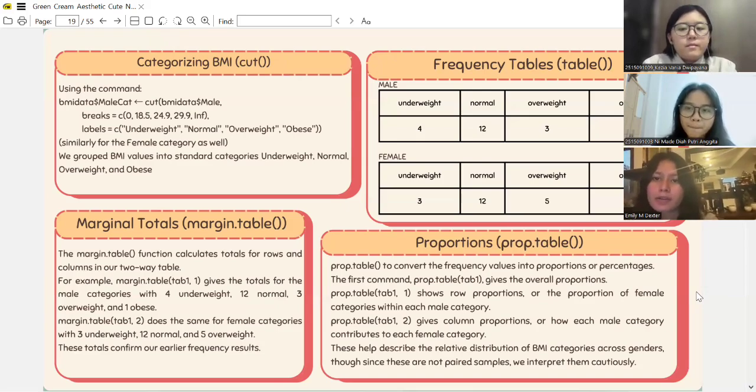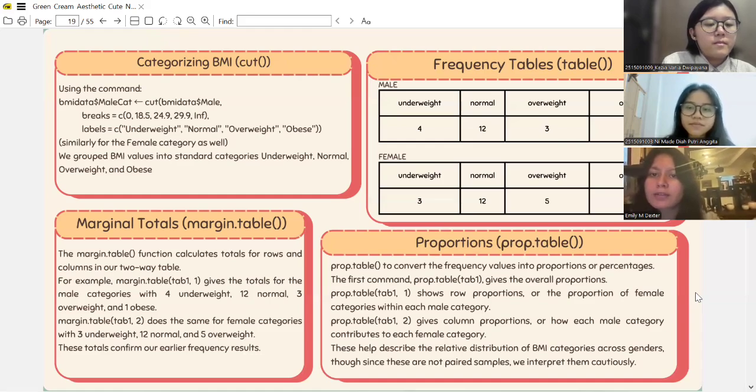Next is the marginal totals, or the margin.table command. The margin.table function calculates totals for rows and columns in our two-way table. For example, margin.table(tab1, 1) gives the totals for the male categories with 4 underweight, 12 normal, 3 overweight, and 1 obese. margin.table(tab1, 2) does the same for female categories, with 3 underweight, 12 normal, and 5 overweight. These totals confirm our earlier frequency results.